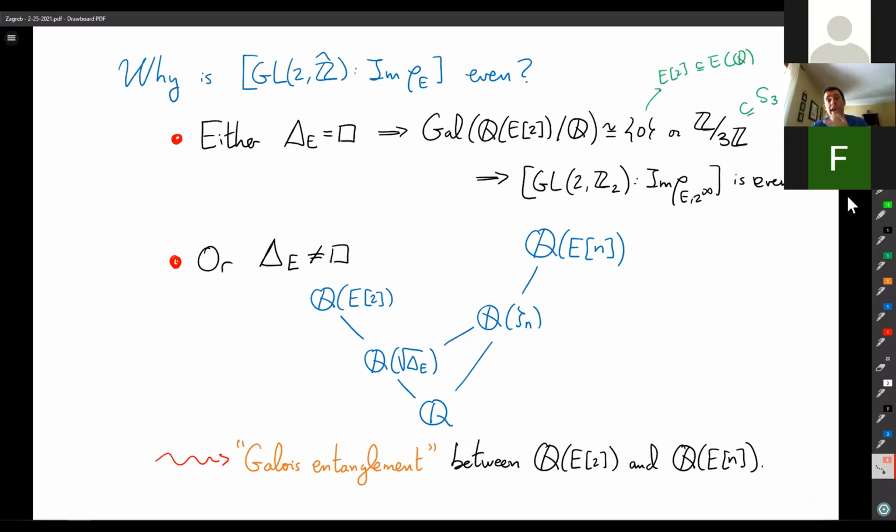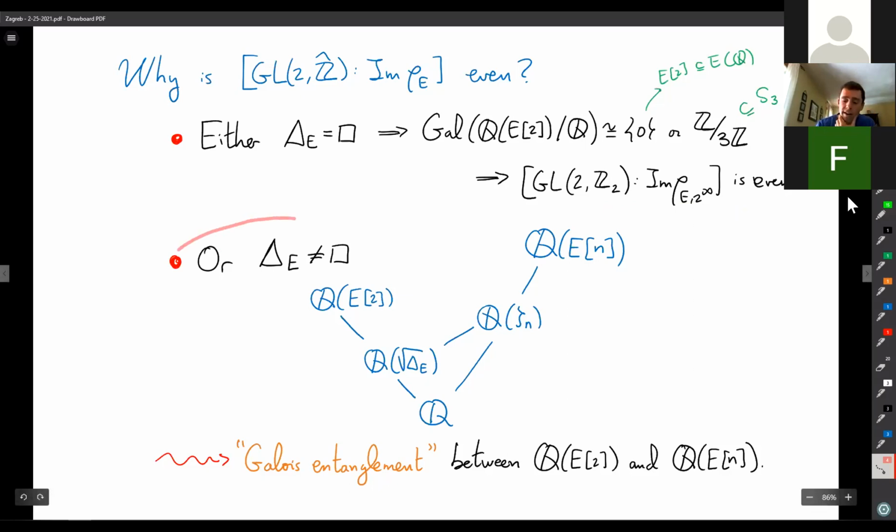So in both cases, the index of the mod 2 representation is already divisible by 2, and that gives you that the 2-adic image already has even index, and then the adelic image will have index divisible by 2.